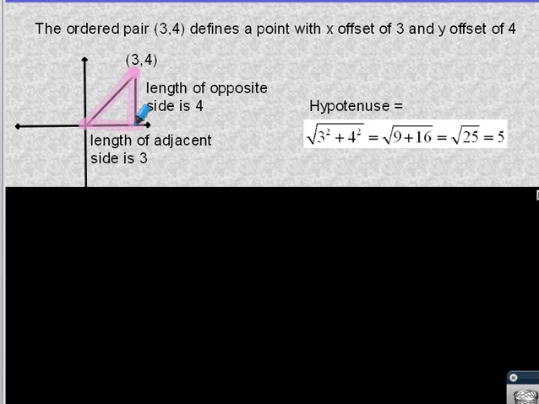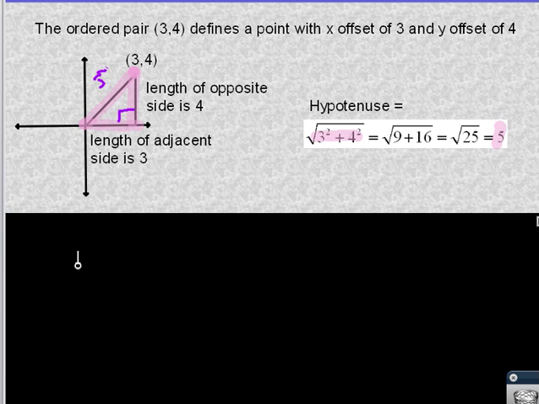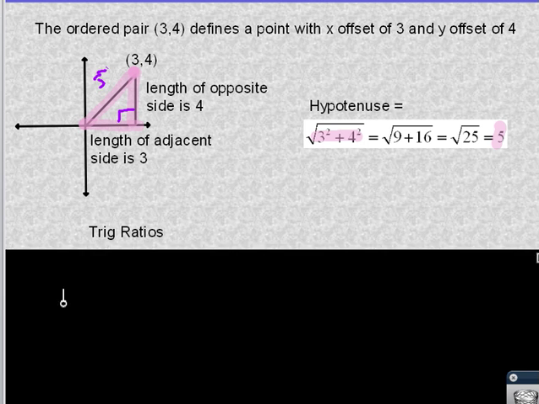Just like quadrantal angles for the special triangles, the x-coordinate defines our adjacent length and the y-coordinate defines our opposite length. And the only thing we need to do our trig ratios is we need to find our hypotenuse. Since this is a right triangle, we have a right angle here, we can use the Pythagorean theorem. So the square root of 3 squared plus 4 squared gives us 5 for a hypotenuse. And now we have adjacent, opposite, hypotenuse. We just create our trig ratios off of those values.